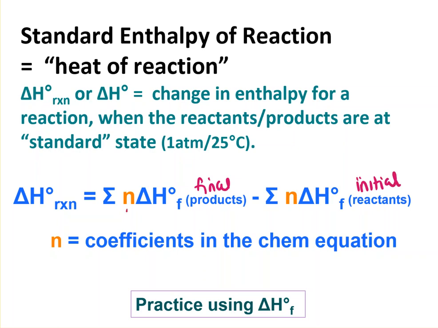And notice that n is from the coefficients, because the heats of formation are kilojoules per mole. So you have to use the n to say how many moles. And that's it. Let's try a few of those and we're done with thermo.